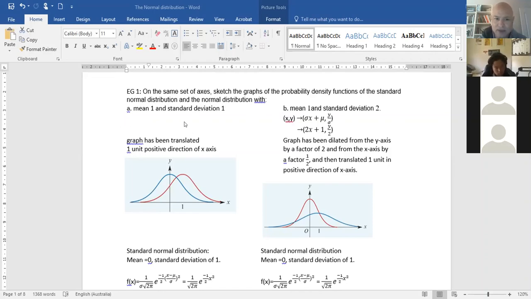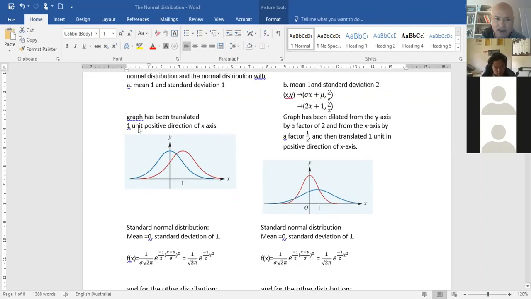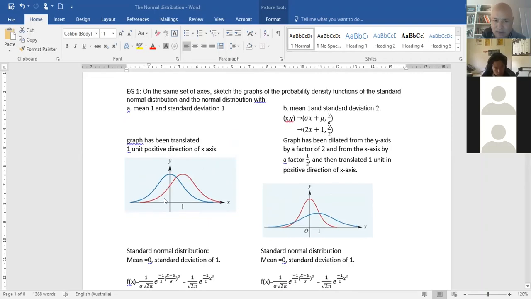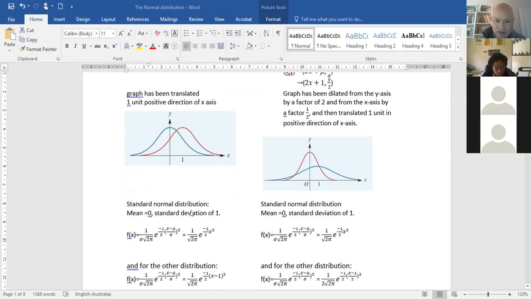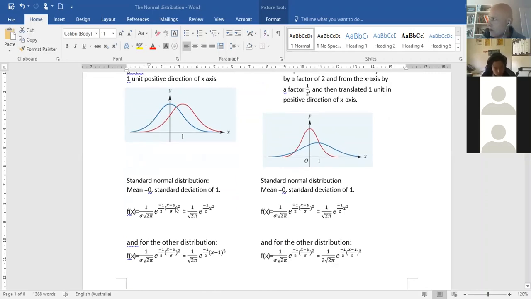Okay, the first one's with a mean of 1 and standard deviation of 1. So this is our normal graph, which has been translated 1 unit in the positive direction of the x-axis. Okay, then this is what happens. There's our standard normal distribution with a mean of 0 and a standard deviation of 1.